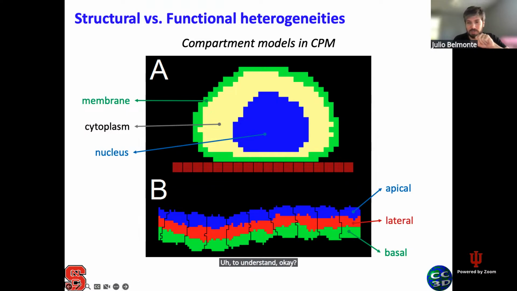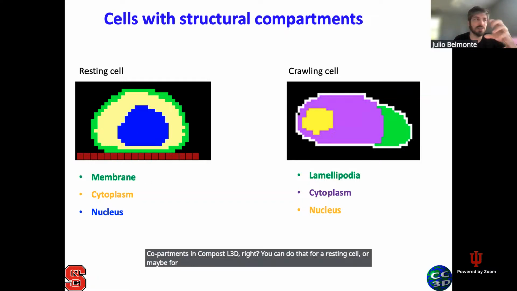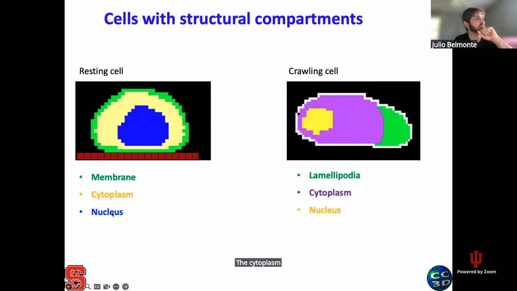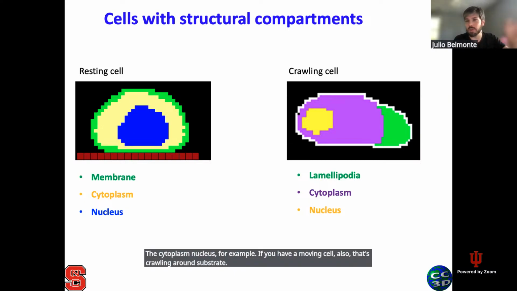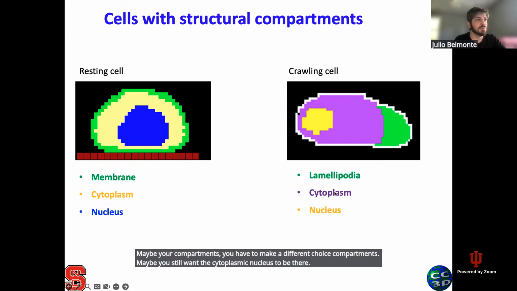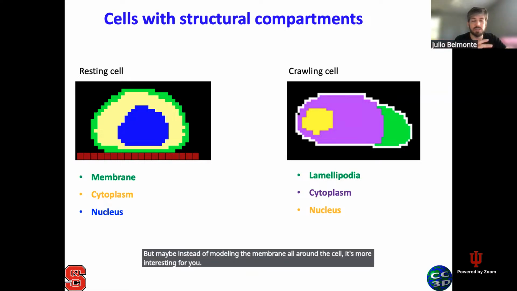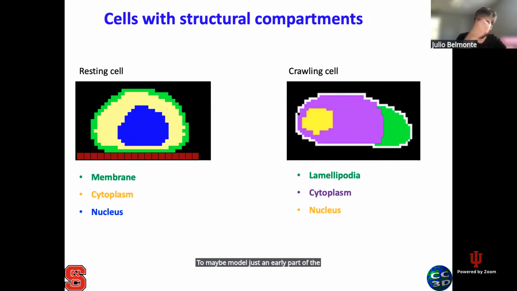Okay, so when you use structural compartments in CompuCell3D, you can do that for a resting cell or maybe for a crawling cell. When you do that for a resting cell, one thing that you might want to do is model the membrane, the cytoplasm, the nucleus, for example. If you have a moving cell, a cell that's crawling around a substrate, you have to make a different choice of compartments. Maybe you still want the cytoplasm and the nucleus to be there, but maybe instead of modeling the membrane all around the cell, it's more interesting to model just the lamellipodium of the cell that actually crawls on the substrate.